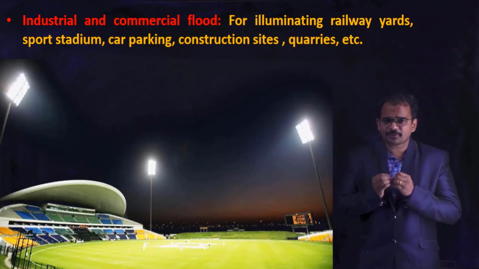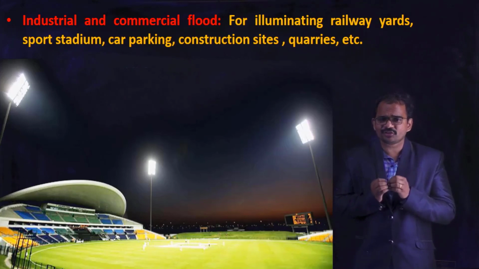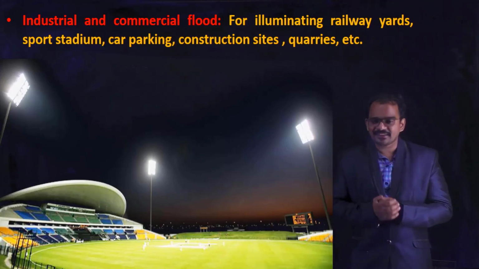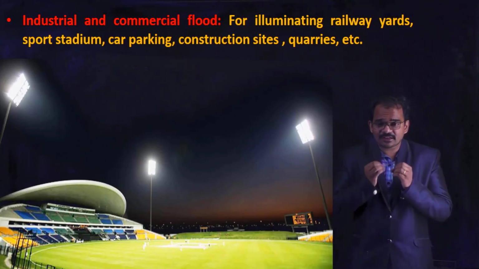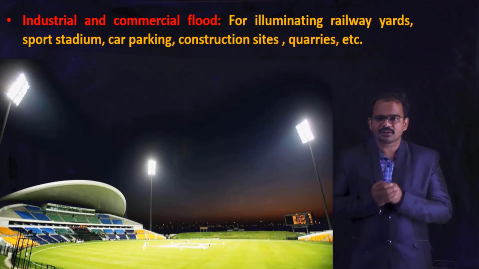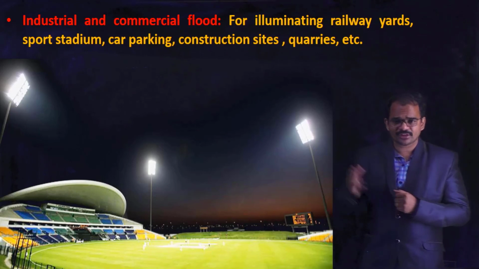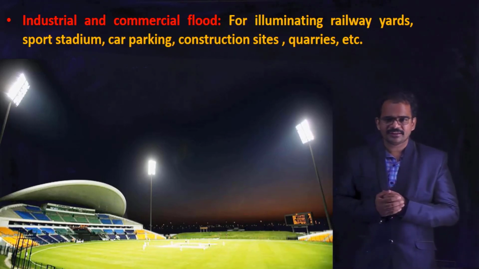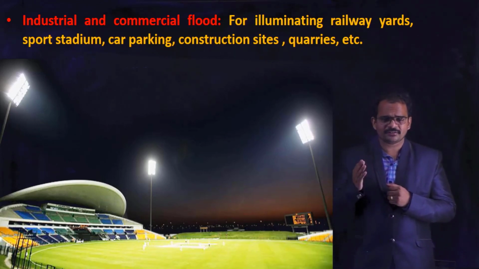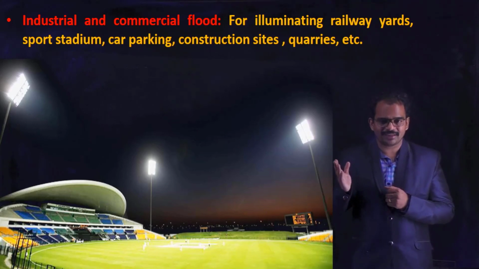And the second purpose of this flood lighting is industrial or commercial flood, that is for illuminating the railway yards, sports stadiums, car parking, construction sites and quarries, etc. You can see the picture over there. A cricket ground was illuminated by a flood lighting system, and this is called industrial or commercial flood.